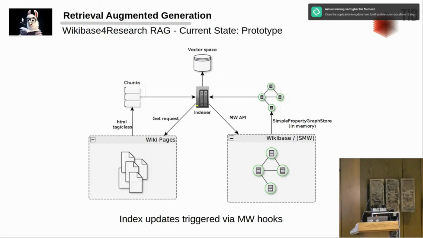And here we do not access the data over GET requests, because then we would need to parse it. We use the MediaWiki API and Wikibase Integrator to access the items and properties directly. But then again, we can use these nodes and, for example, save them via embedding in the vector space. One important feature of this prototype is that there's also the possibility for updates. We can use MediaWiki hooks if the Wikibase, for example, is updated or wiki pages are updated, so that we can rerun the indexer on specific documents.